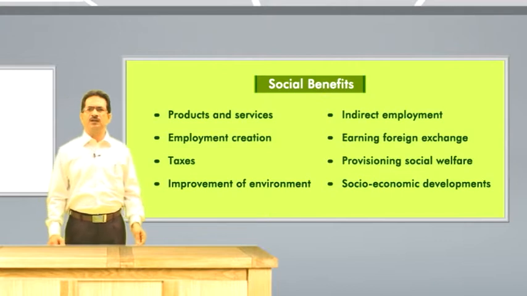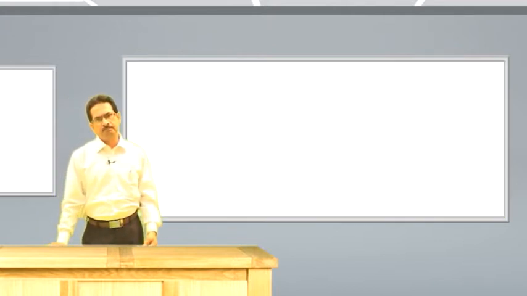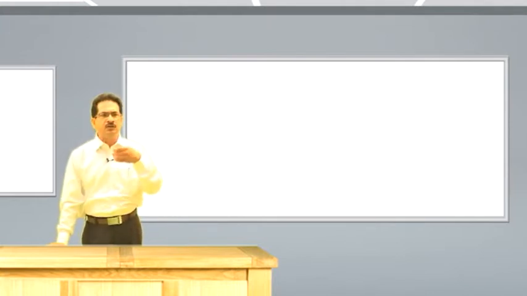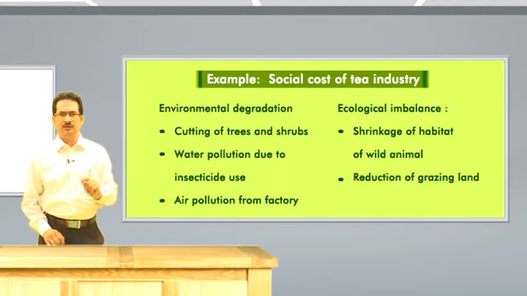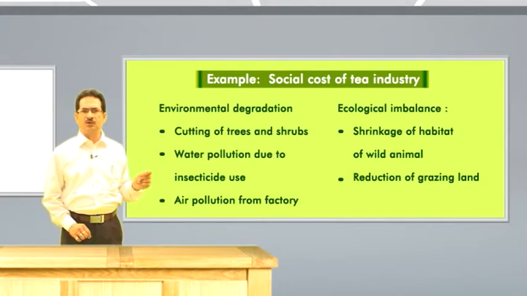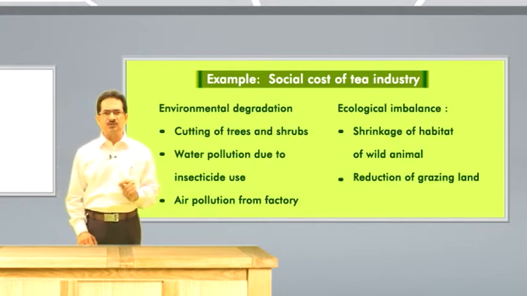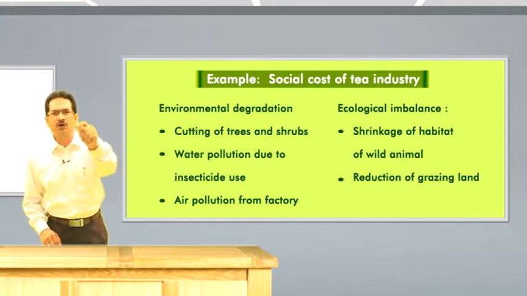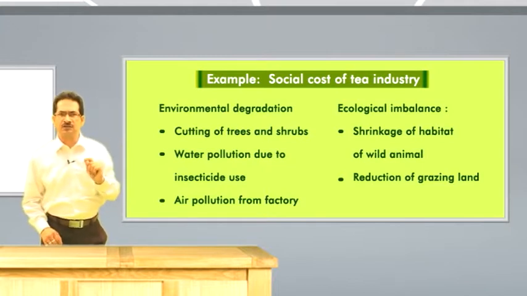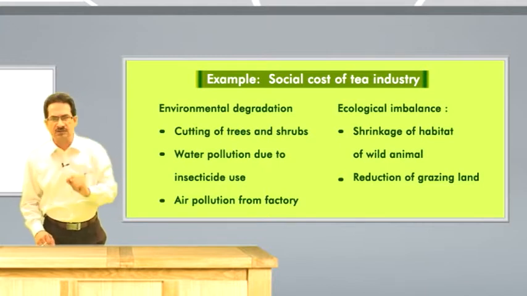Now we are coming to the last part of the session, and we'll understand with more depth with two examples. The first example is the social cost of the tea industry. Say, environmental degradation: cutting of trees and shrubs, water pollution due to insecticide use, and air pollution from factories are the social costs of environmental degradation of the tea industry.